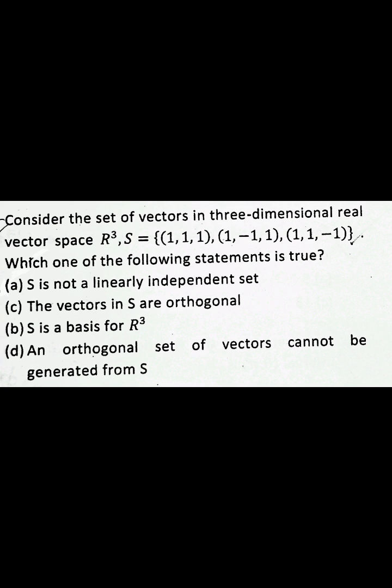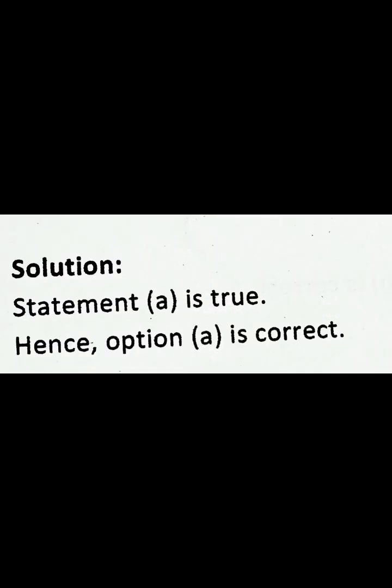Then we check A dot B cross C. So here if we take the value of A dot B cross C, then the value becomes 0. That means if the value becomes 0, this gives that A, B, C are not linearly independent. That means here S is not a linearly independent set. That means the answer is option A.